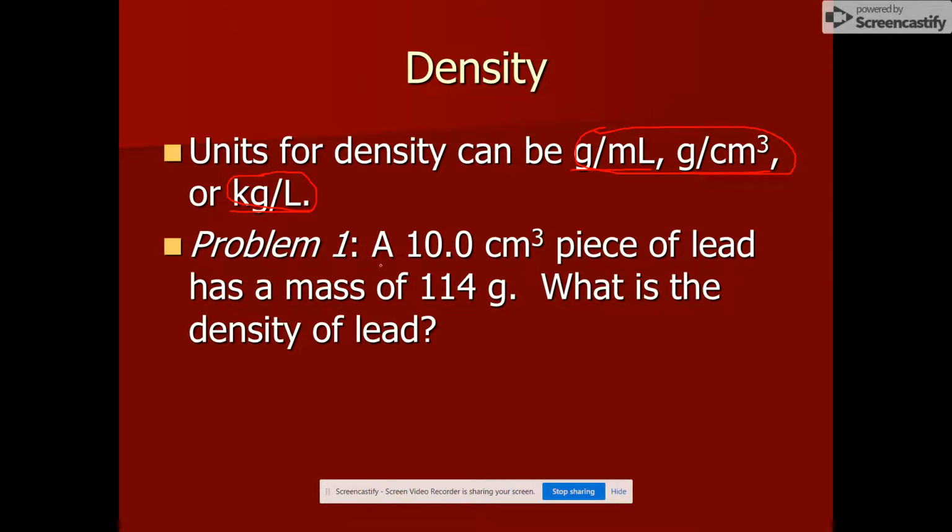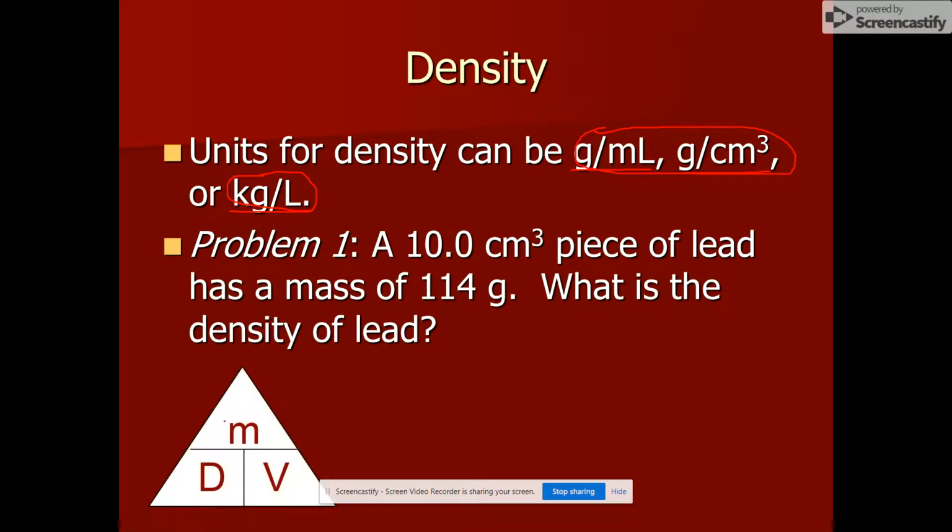Let's do an example problem. We've got a 10 centimeter cube piece of lead that has a mass of 114 grams. What is the density of lead? Well, I'm going to look at my lovely density pyramid here, and I want to find density. So I'm going to cover up the density, and it shows me that density is equal to M over V, mass divided by volume. So I'm going to find my mass. It tells me the mass here. I'm looking for grams to tell me mass, and it says it's 114 grams.